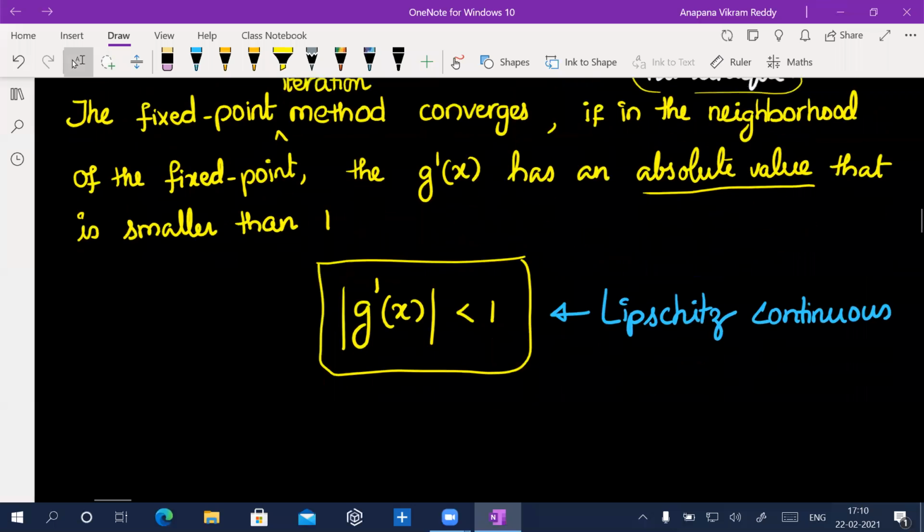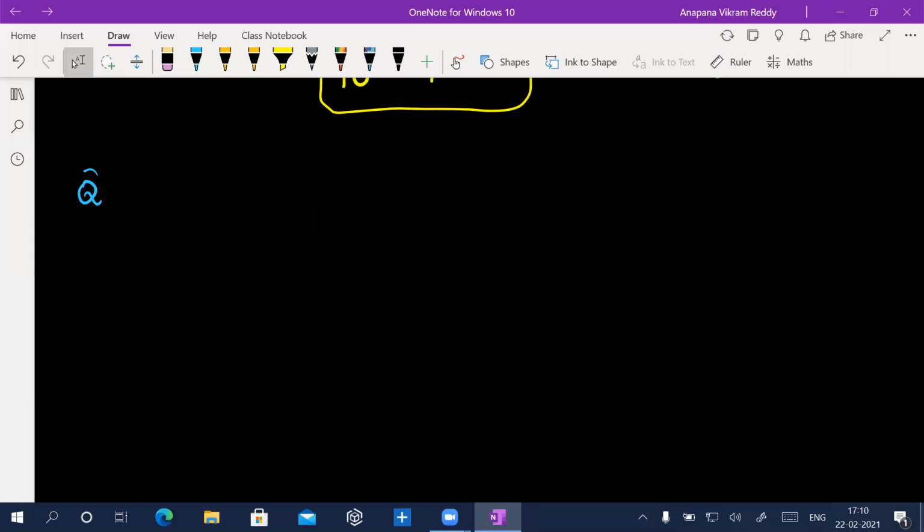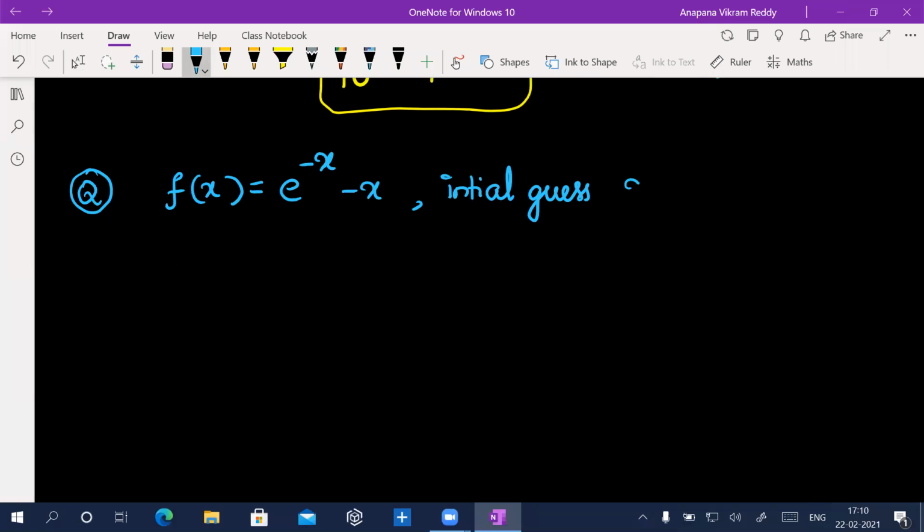For example, I have a question like this: f of x is equal to e to the power of minus x minus x, and the initial guess given to you is x sub 0 equal to 0. Now we are going to find the root value for this particular function.